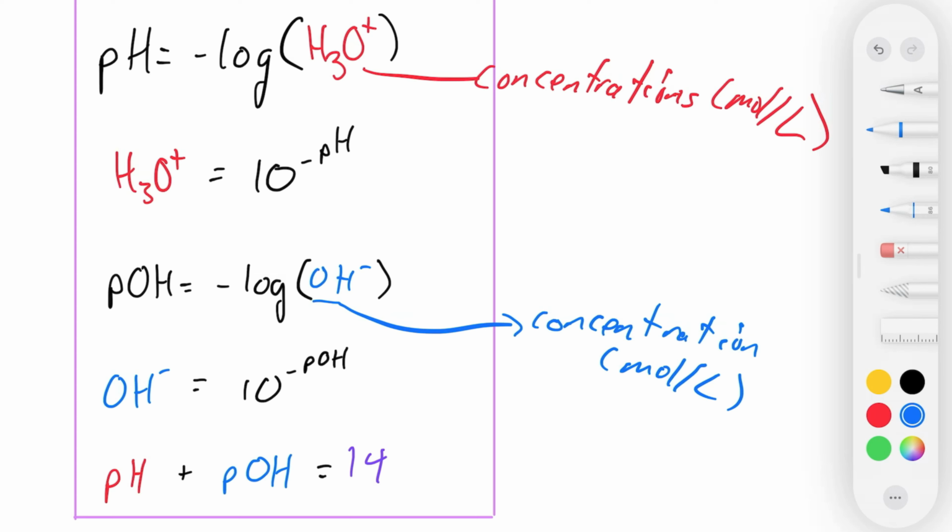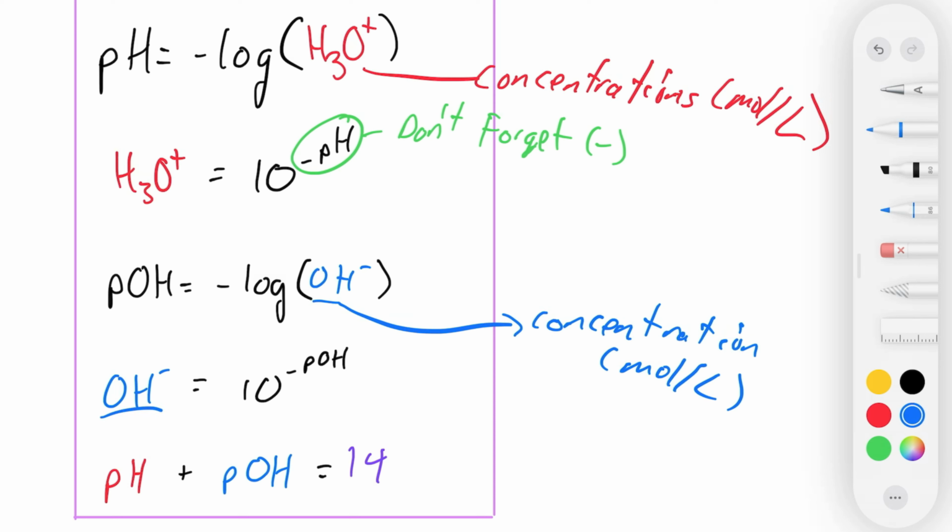If I wanted to find the H3O plus and I'm given a pH value, well, again, the inverse of a logarithmic function is an exponential function. So we just go 10 to the exponent, whatever the pH is, but it has to be the negative. Don't forget the negative, okay? So don't forget negative. Okay, and then the same is true when it comes to the OH.